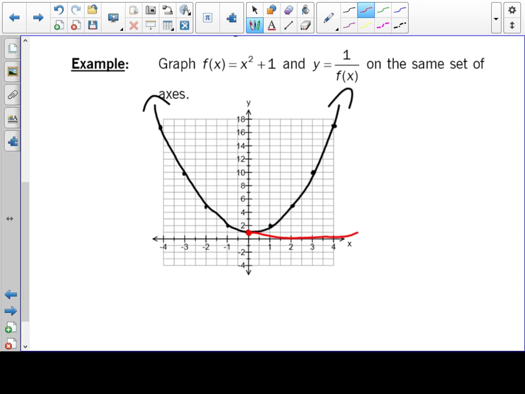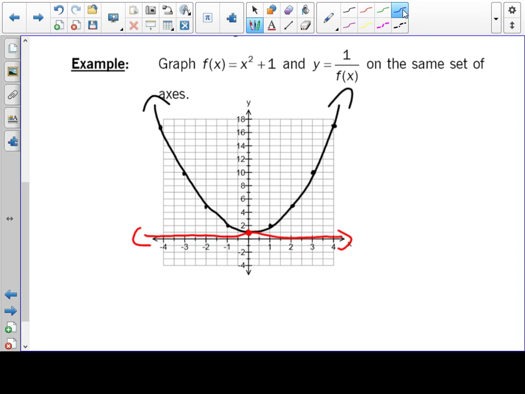But if we show that the function kind of goes like that, then we've won. Okay, so that's what 1 over f of x looks like.